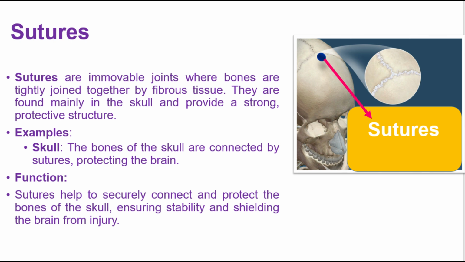Sutures are immovable joints where bones are tightly joined together by fibrous tissue. They are found mainly in the skull and provide a strong, protective structure. Example: skull. The bones of the skull are connected by sutures, protecting the brain. Function: sutures help to securely connect and protect the bones of the skull, ensuring stability and shielding the brain from injury.